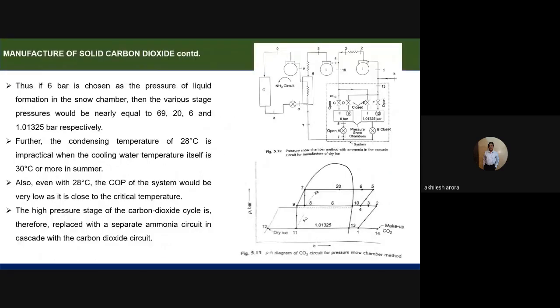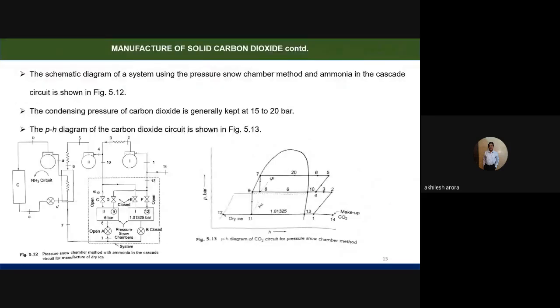So now I am just reading the schematic diagram of the system using pressure snow chamber method, and ammonia in the cascade circuit is shown in figure 5.12. I have explained you about this figure. The condensing pressure of CO2 is generally kept 15 to 20 bar. So I have already told you that the pressure here will be 20 bar. Here I have considered 6 bar, and here the pressure is 20 bar, or between 15 to 20 bar. The pH diagram of the CO2 circuit is shown in figure 5.13.